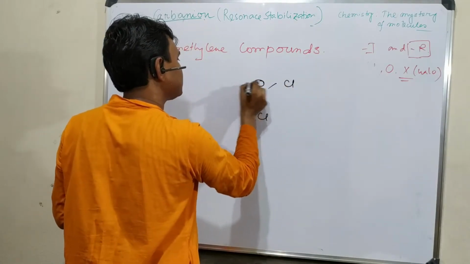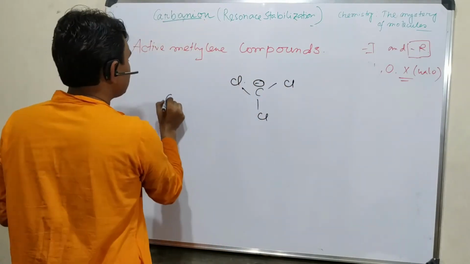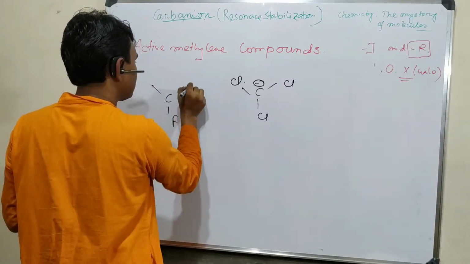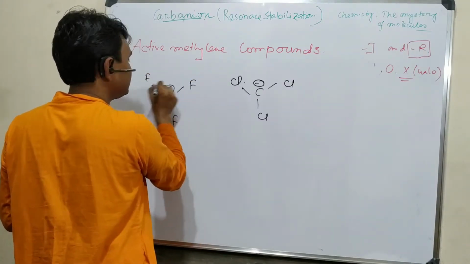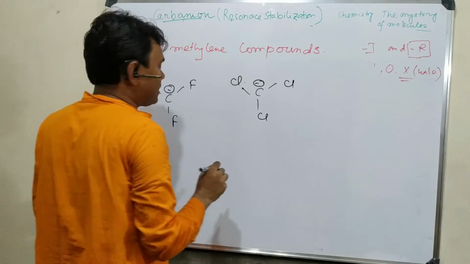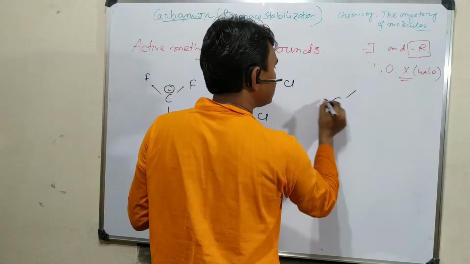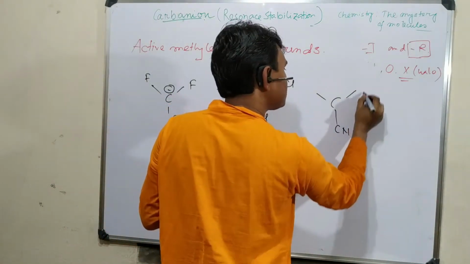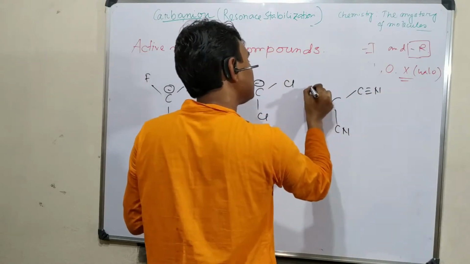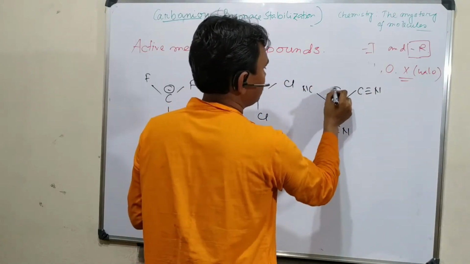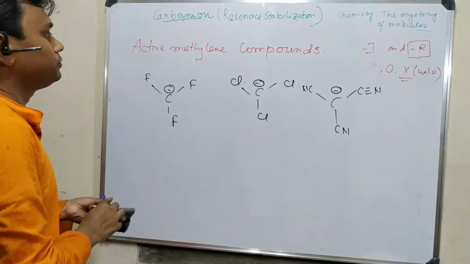This is a minus. CCl3 minus, CF3 minus, and we will compare this with C(CN)3 minus, because CN is also electron withdrawing. So these three examples we will discuss.